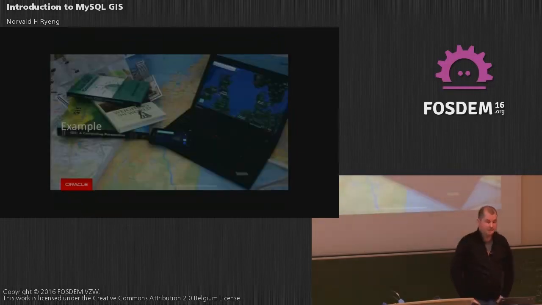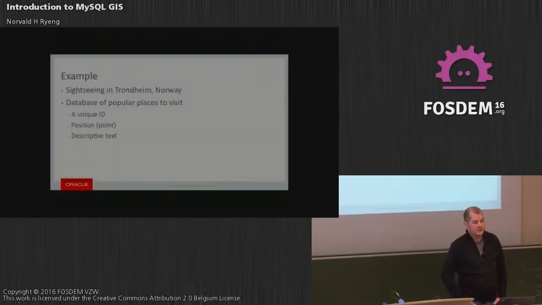Now my example. This is a very simple example, but if you want to know how the SQL works, this will give you a very brief introduction. So we're going to go sightseeing in my hometown of Trondheim. I'm going to make a simple table with three columns: a unique ID, just because I like an ID for every point I have, a position, and a description of a site. The description will probably just be the name of it.